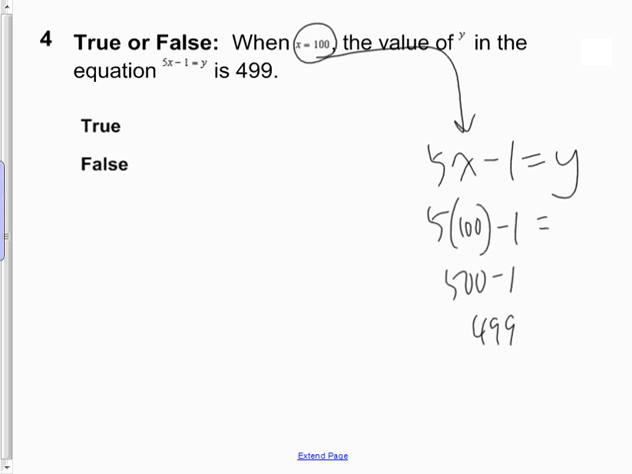So when x is 100, y is 499. 499 is a true statement, right? When x is 100 in the equation 5x minus 1 equals y, y has to be 499 to make them both equal.